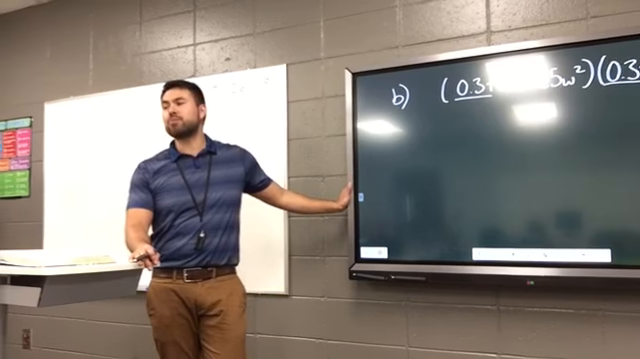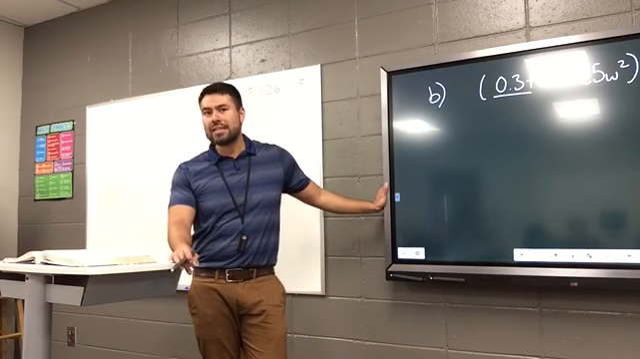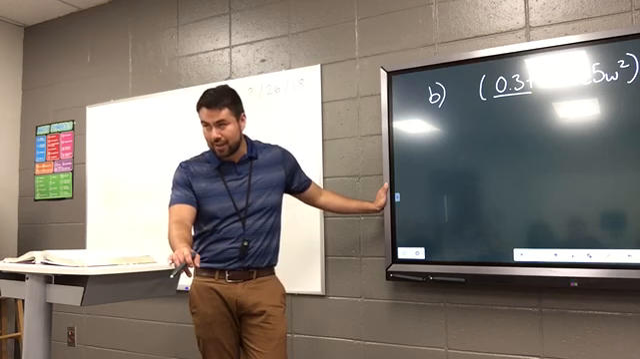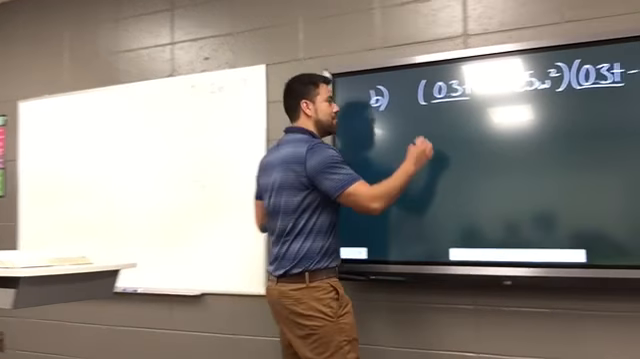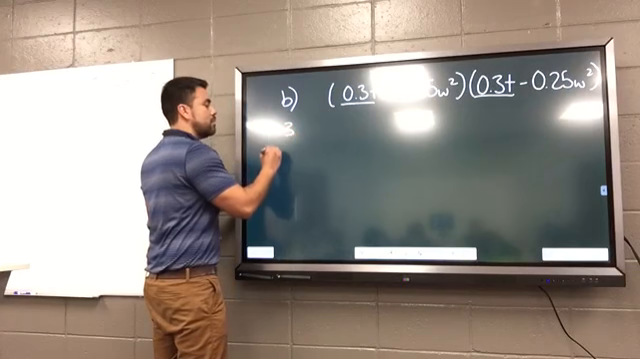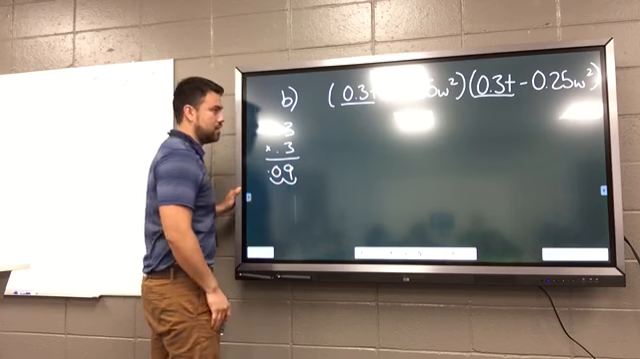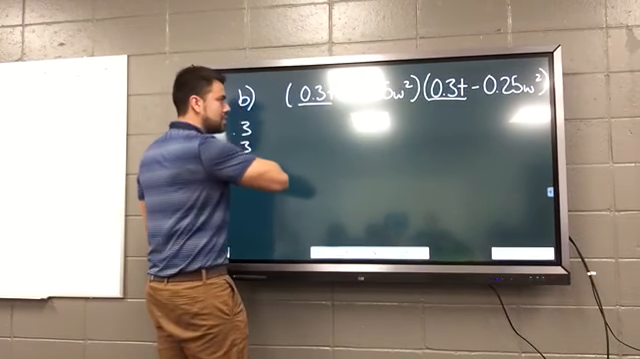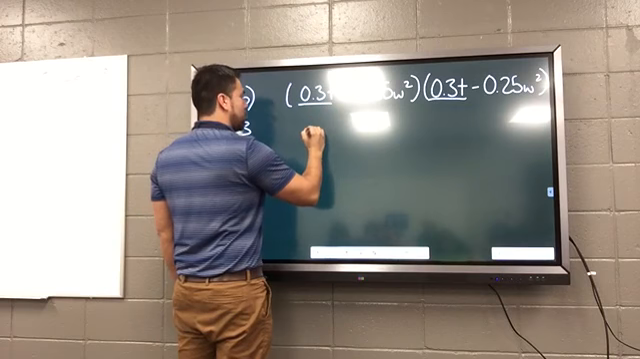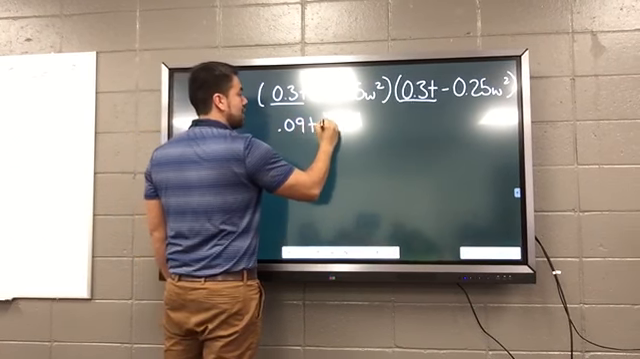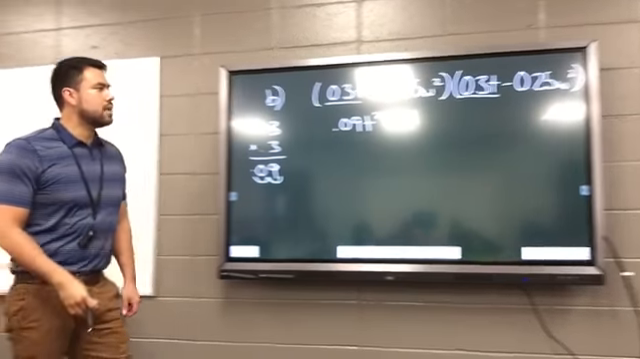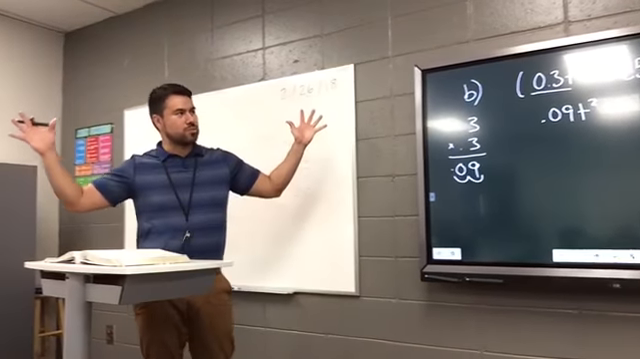What's 0.3 times 0.3? 0.09. So here, 0.3 times 0.3, 0.09. So just keep that. If you need to do that to keep track, that's fine. 0.09 t squared. All right, outside terms multiplied together.